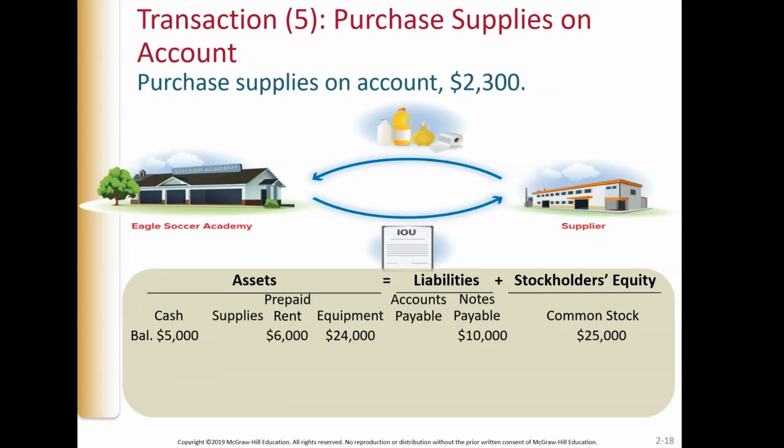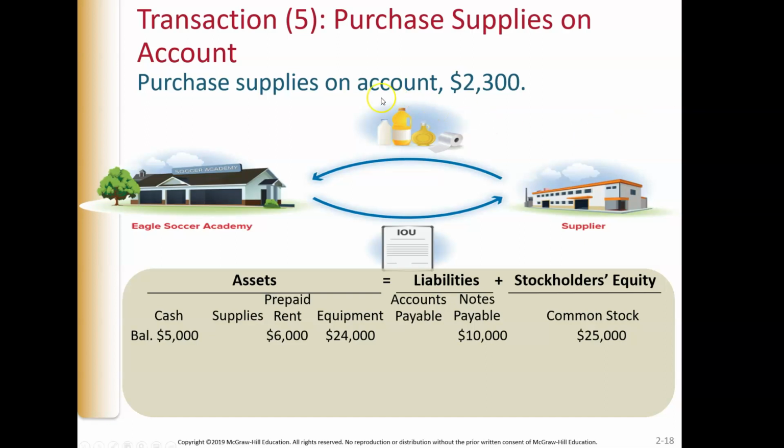Here's another tricky one. We purchased supplies on account. And I know you ran across this in the in-class assignment where it just listed supplies. It didn't say supplies expense, it said supplies. So supplies is an asset because we haven't used it yet. It's kind of a prepaid asset, just like rent.